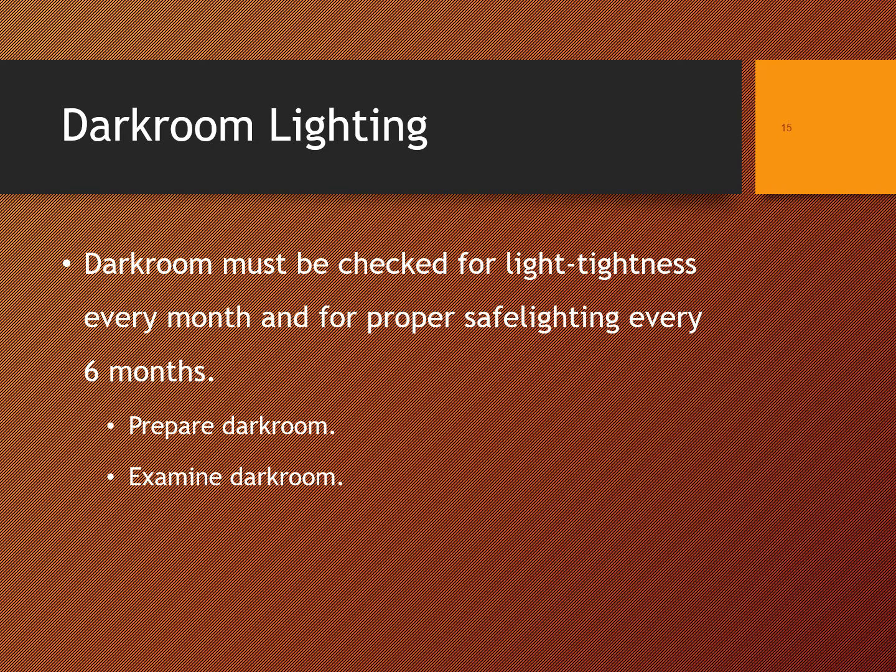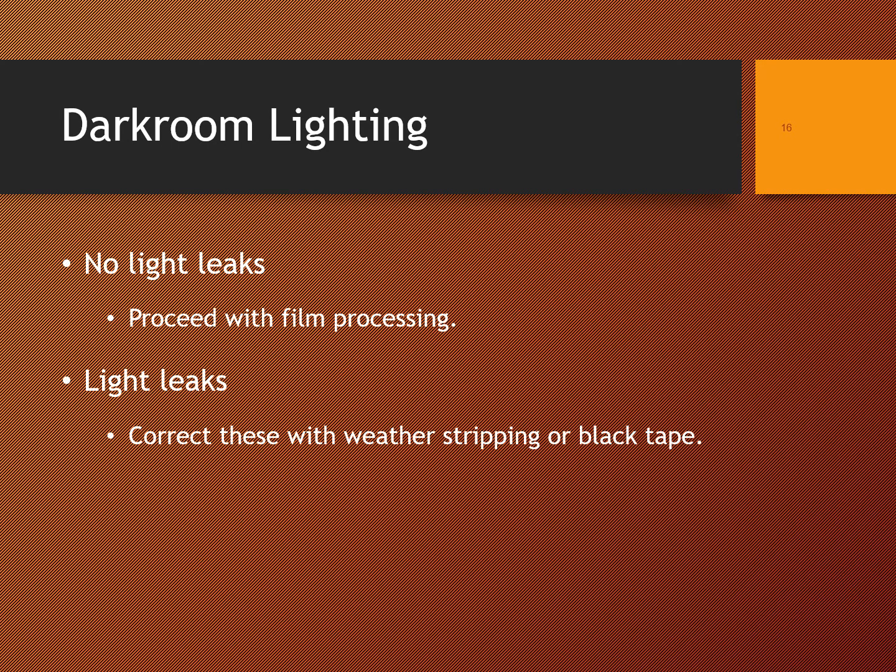Every 6 months, you're going to want to perform a safe lighting test. And so you would prepare the darkroom and you would examine the darkroom just to make sure that it is light tight. If every month you perform that test and there are no light leaks, then you can go ahead with your film processing just like normal. If you do have a light leak, you're going to want to either use weather stripping or black tape of some kind in order to seal up that light.